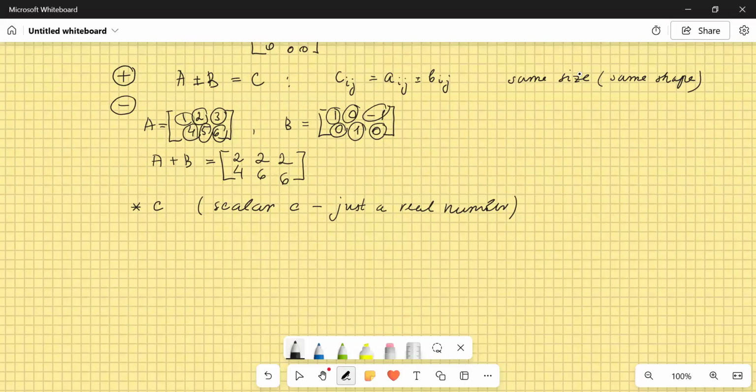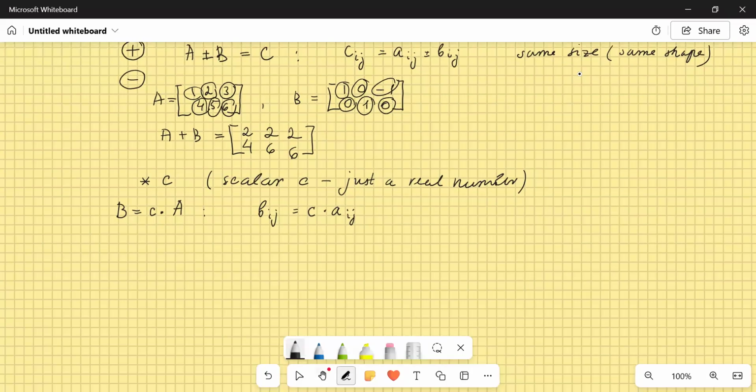Well, to multiply a matrix by a scalar, we're going to write it down like this: C multiplied by A, and the elements of my new matrix are going to be, for example, B equals C, the scalar, multiplied by matrix A. The elements of matrix B, B_ij, are going to be that scalar multiplied by the elements A_ij of matrix A. So basically, you multiply every element.